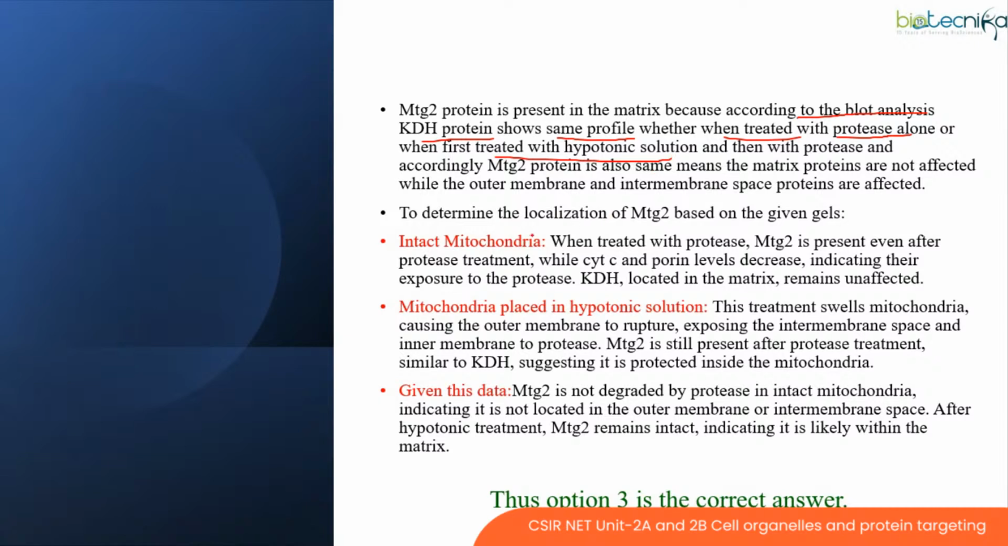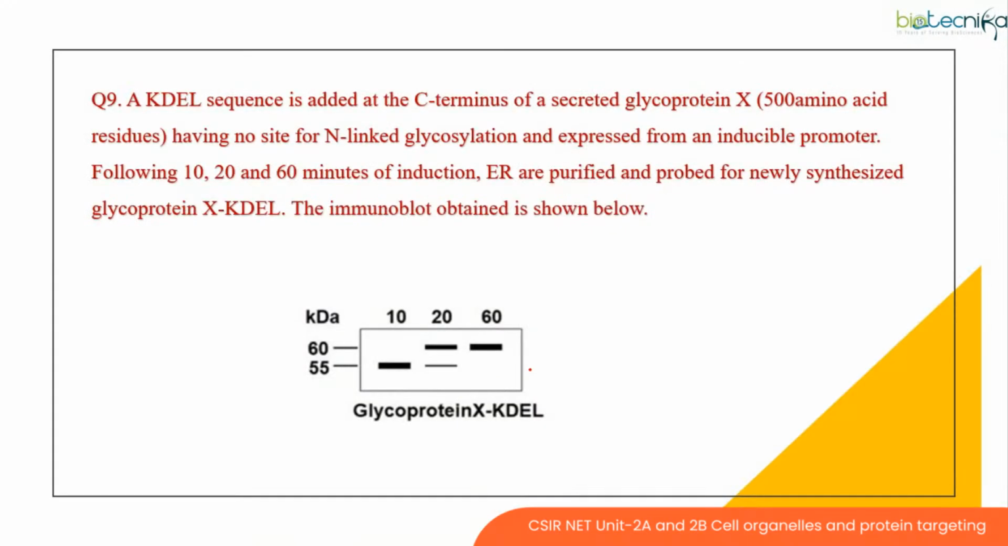So in the intact mitochondria, this particular protein, even after the protease treatment, although cytochrome C and porin levels decrease, it remains intact. KDH also remains unaffected. And the same result you saw in the hypertonic solution also. So based on this, we can say that yes, option 3 is the correct answer. So this is the last question of today's session.